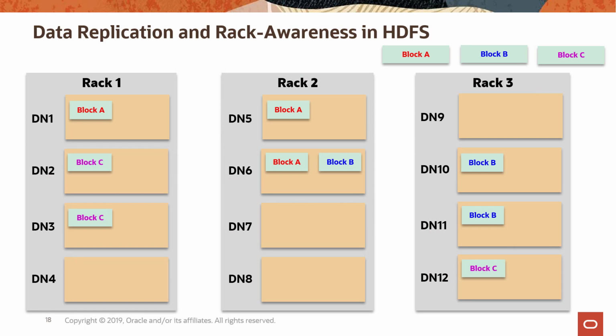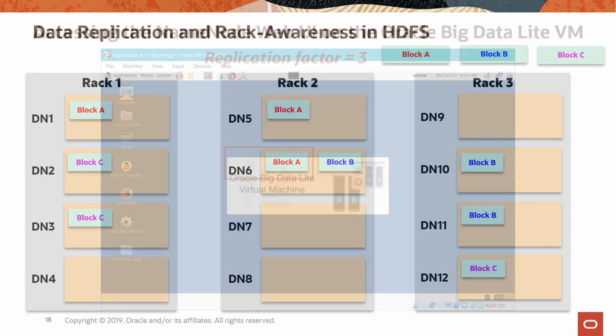This diagram illustrates rack awareness in HDFS. The placement of replicas is critical to HDFS reliability, availability, and performance. For the common case, when the replication factor is 3, HDFS's placement policy is to put one replica on one node in the local rack, another on a node in a different rack, and the last one on a different node in the same remote rack.